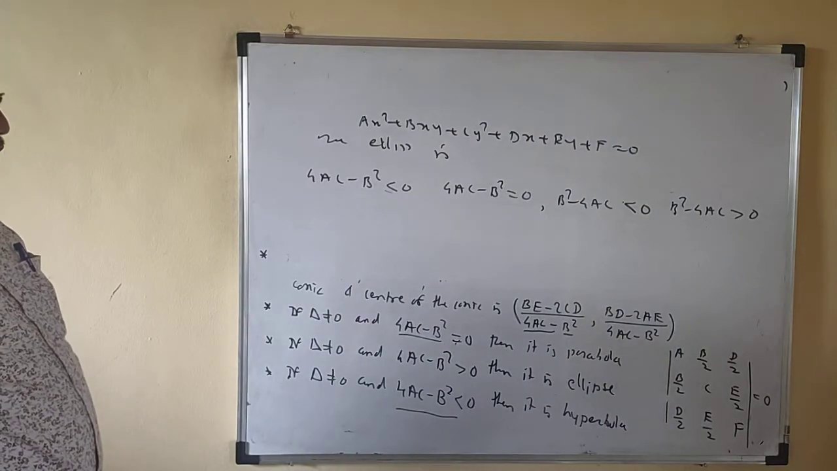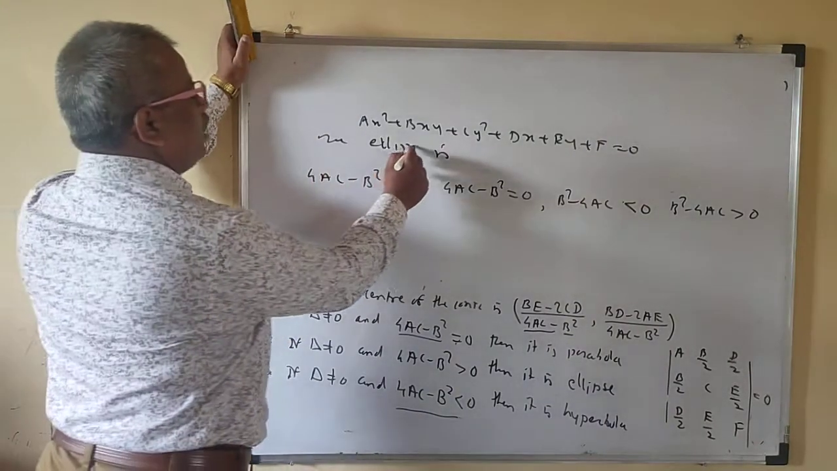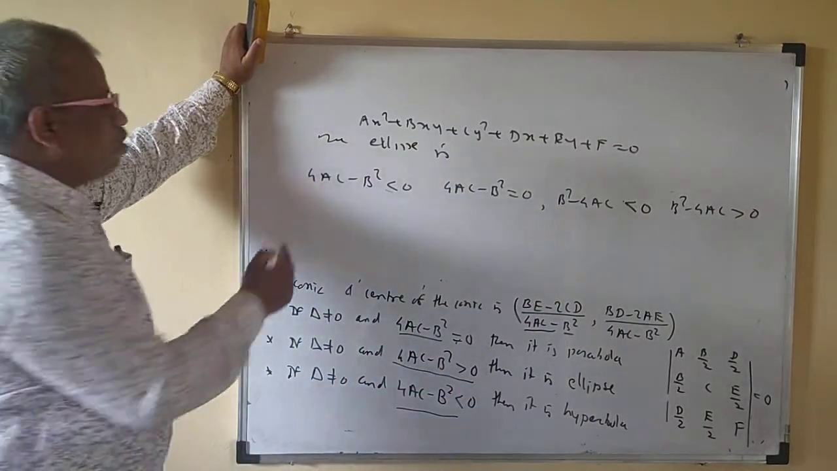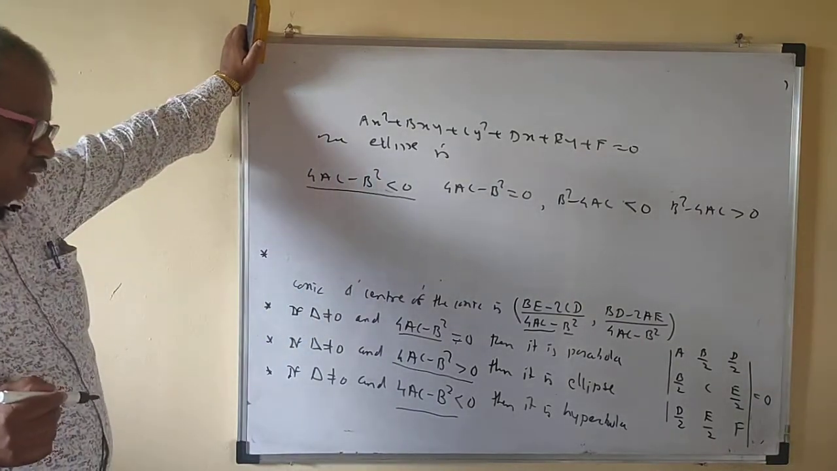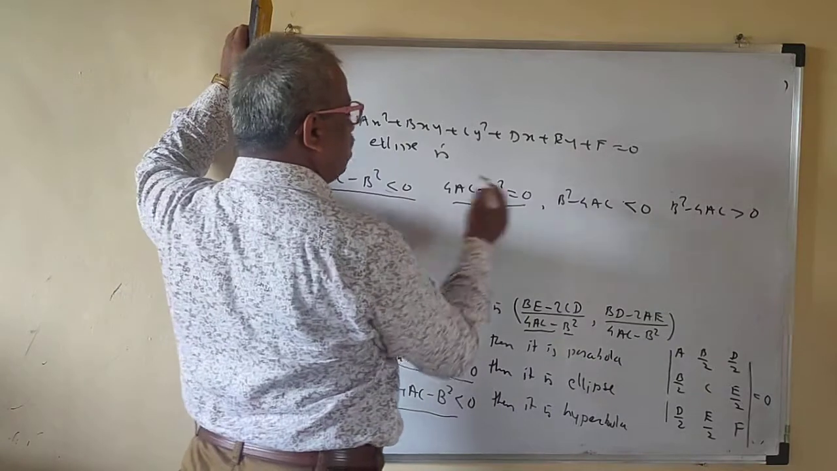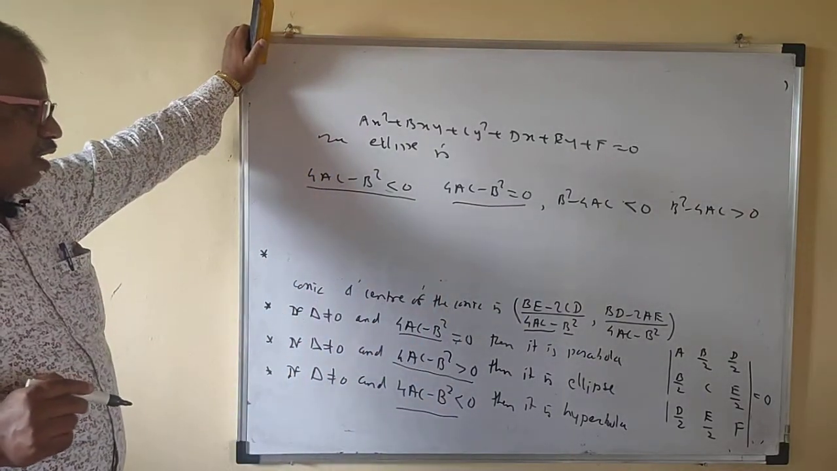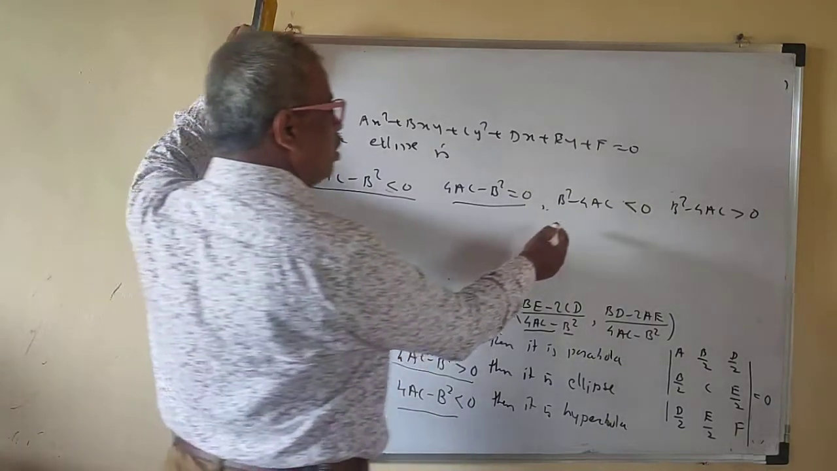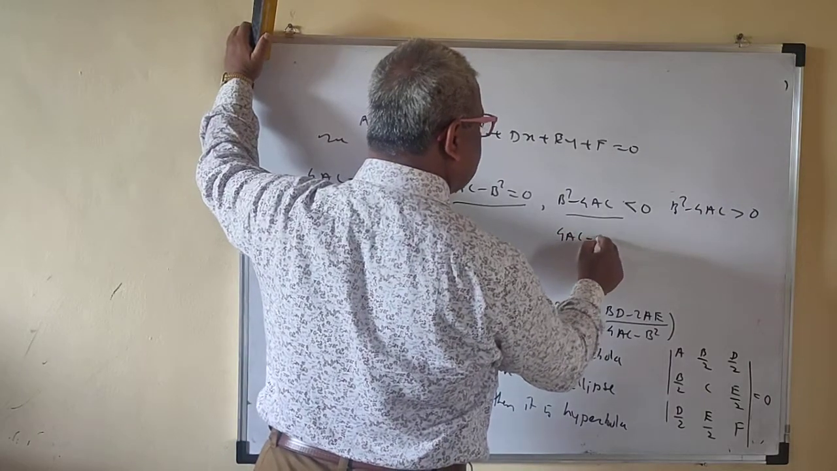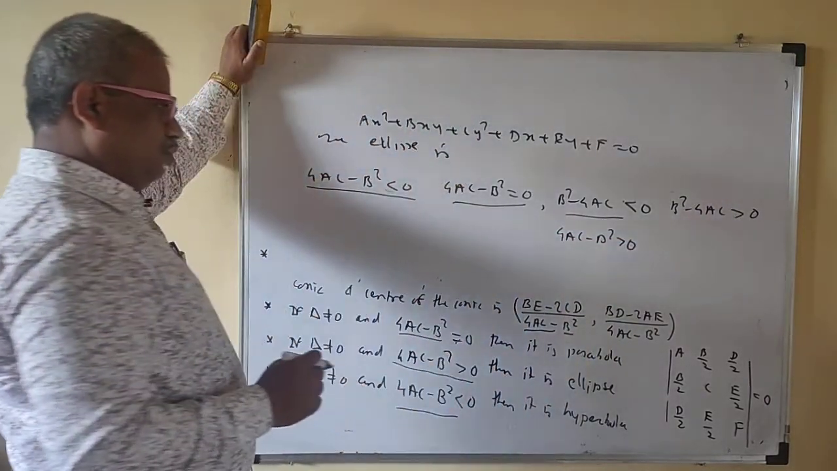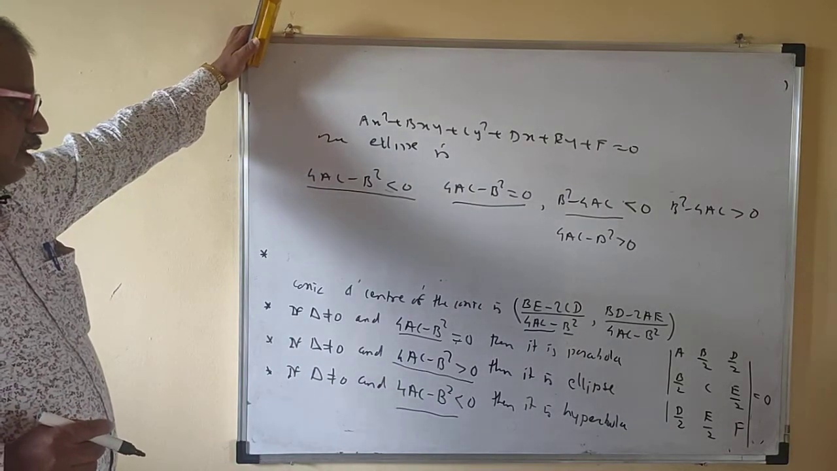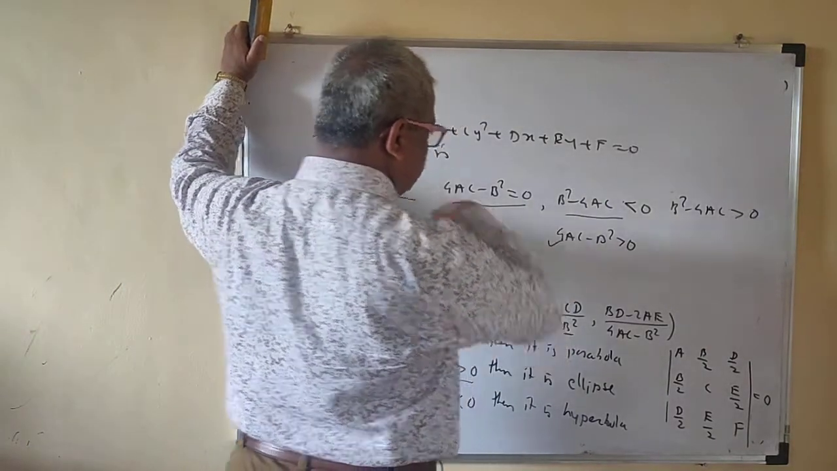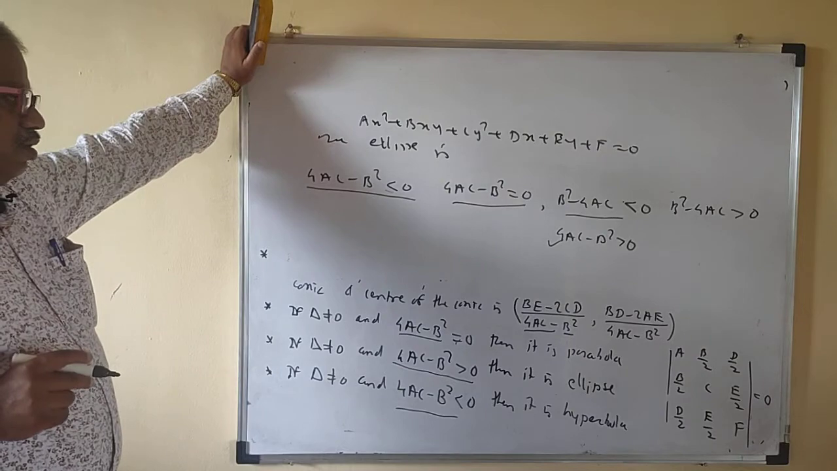So which one will be the correct option? This is an ellipse. For an ellipse the condition is 4ac minus b square is greater than 0. Here 4ac minus b square is not less than 0, this is not a correct option. This is equal to 0, this is also not a correct option. Here b square minus 4ac is less than 0, that means 4ac minus b square is greater than 0. So this will be your correct option.